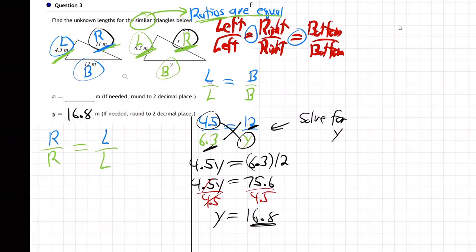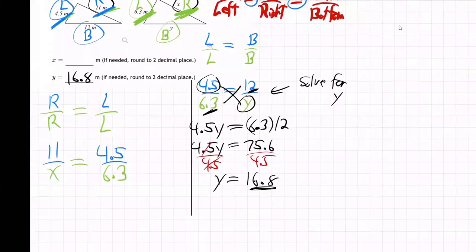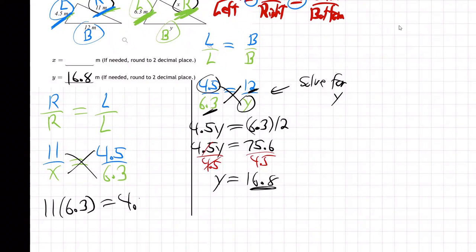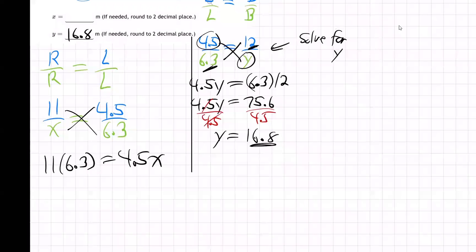So what's the right here? It's 11 over x, the right here, x equals left is 4.5 over, and the left here is 6.3. Like that. And then you know what to do. Same thing, diagonal, diagonal, cross multiply. So 11 times 6.3 is 4.5 times x. And then use your calculator.